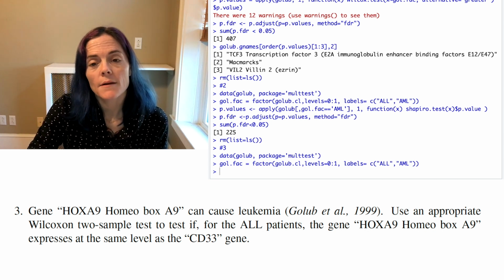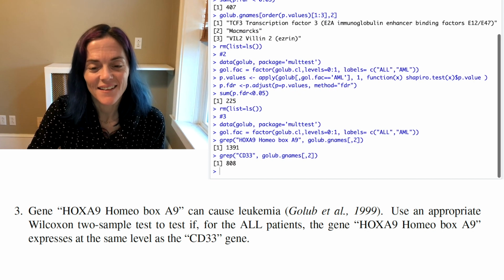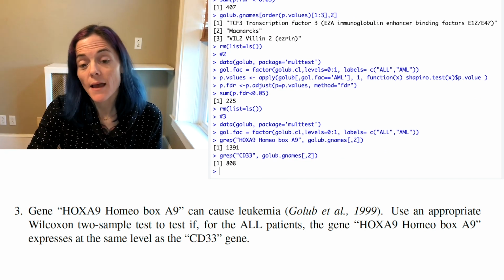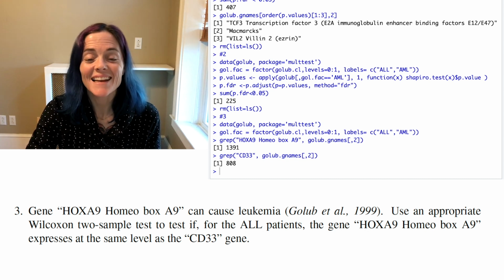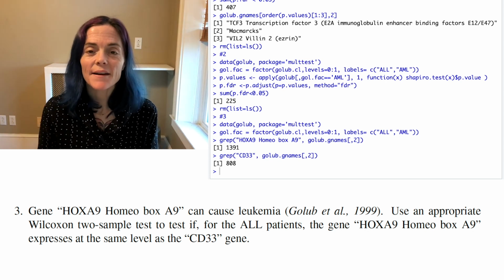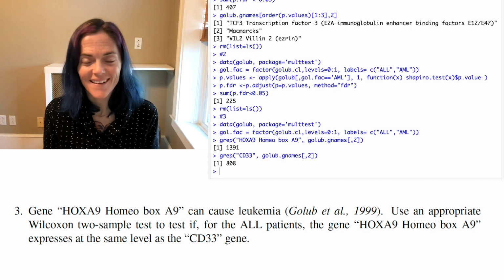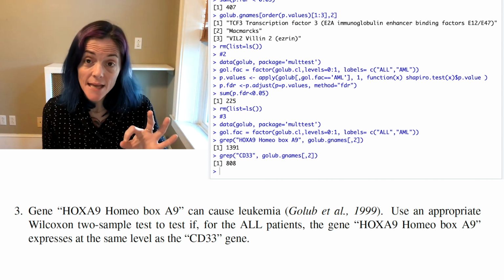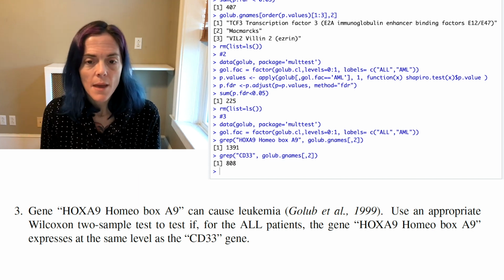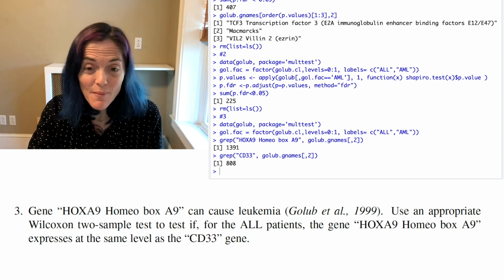All right. Well, first of all, we need to figure out what row we have these 2 genes in. So we can go to the Golub.gnames matrix to figure this out. We are looking in row 1391 for HOX-A9, homeobox A9, and row 808 for CD33. Here, we are looking at ALL patients, so the data are paired. We can use the Wilcoxon sign test. We can use the Wilcoxon signed rank test. Maybe I'll just go through both of them as an example or as a remark.